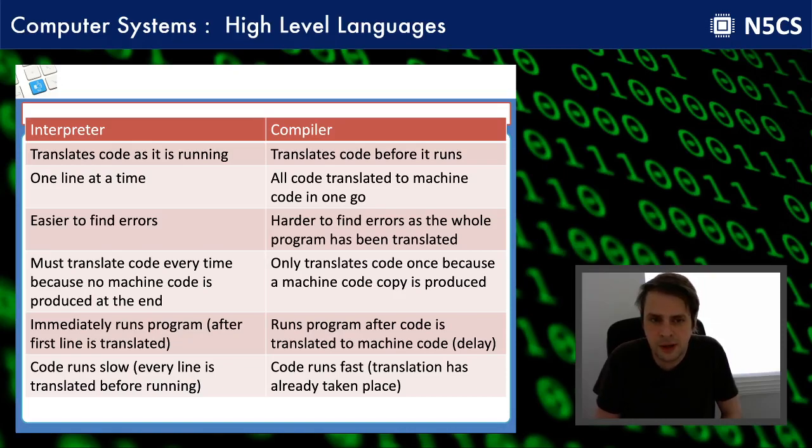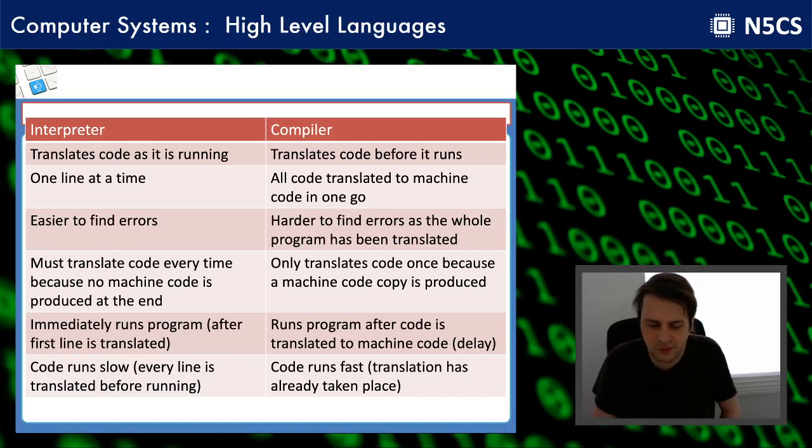A compiler does it differently. It takes all the code, translates it into machine code, and produces a copy of that code. Because of that, it's harder to find the errors as you go because it's going to wait till the end. It's going to report the errors to you if it doesn't work, but you're not going to end up with a copy then. And it only translates code once.